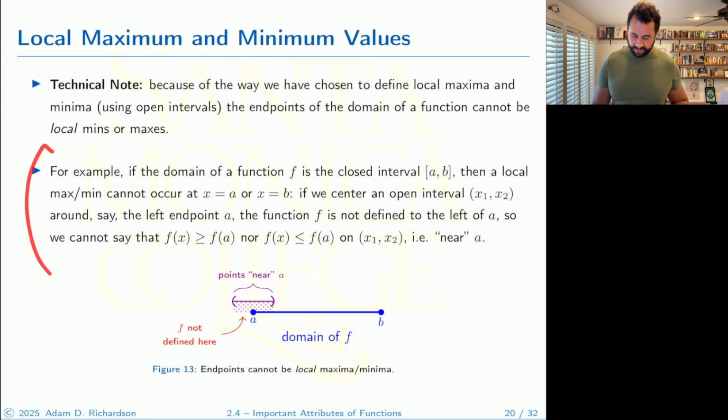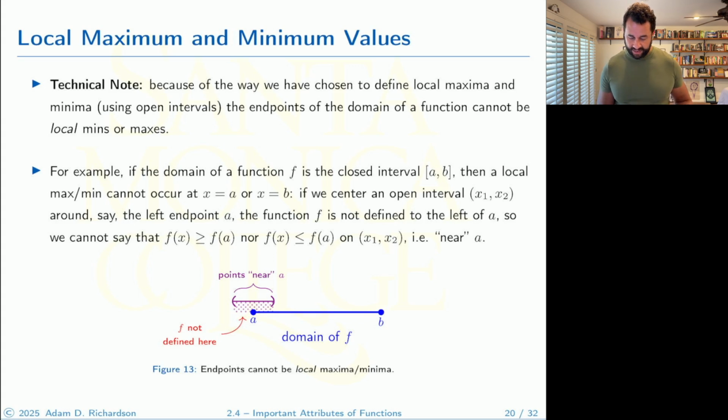So this is kind of a good explanation. I always thought it was kind of weird, so I came up with this explanation, and I think this picture clears it up. Let's pretend for a minute that the domain of a function f is the closed interval from a to b.